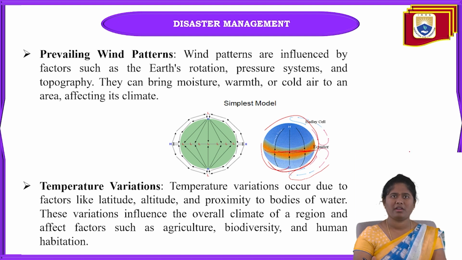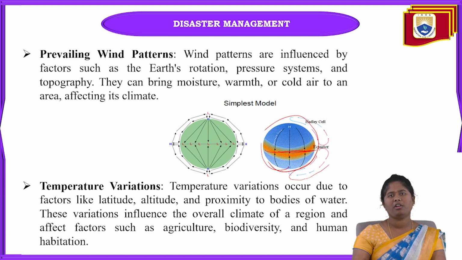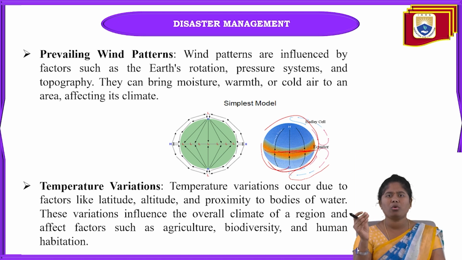And coming to the next one, that is temperature variations. These temperature variations mainly occur due to latitude, altitude, and water bodies also. Means if any area is near water bodies, automatically the humidity will be very high, and due to altitude, if it is nearer to sea level, the climatic condition is somewhat cool when compared with other areas. Because of these variations only, there will be a change in the climatic conditions in one region.